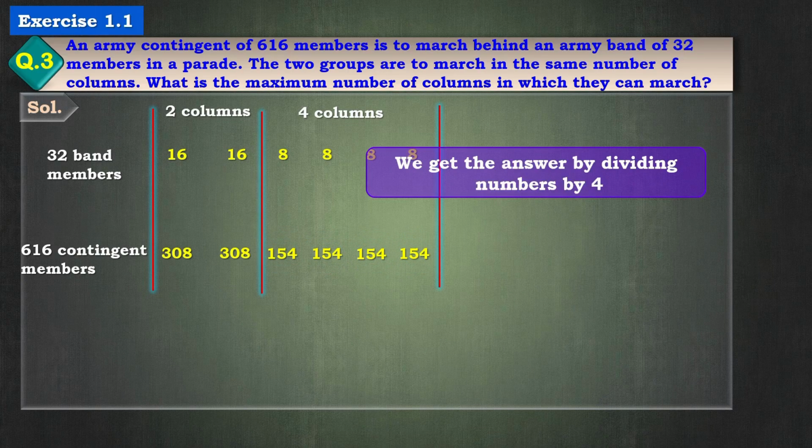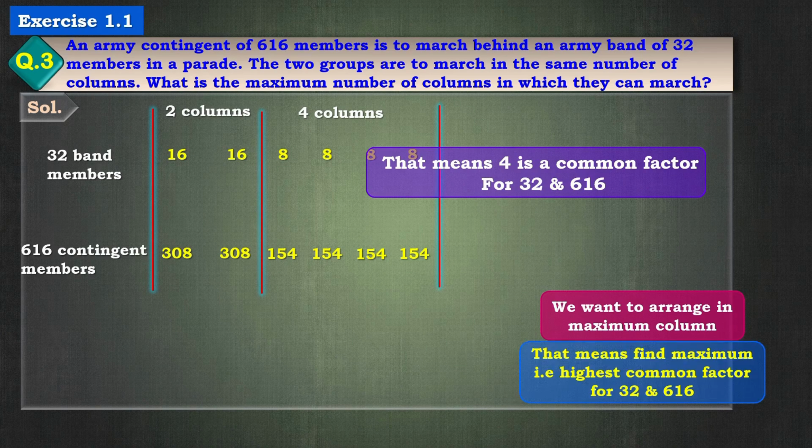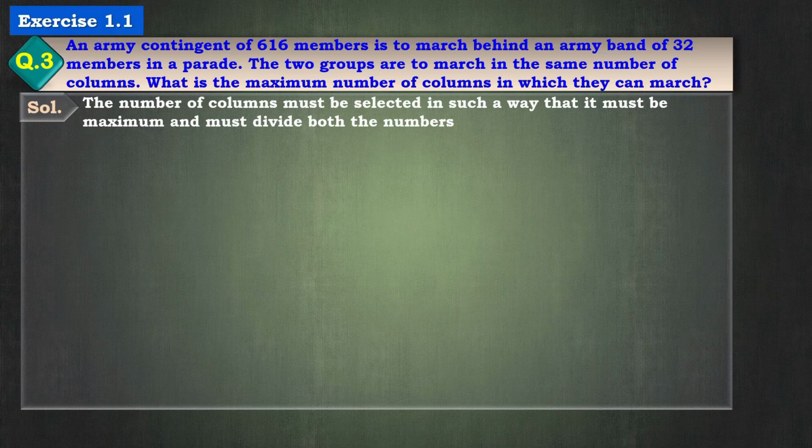So here also we get the answer by dividing the numbers by 4. So that means 4 is the common factor of 32 and 616. But in the question we want to arrange it in the maximum columns, right? So we have to find the highest common factor for 32 and 616. The number of columns must be selected in such a way that it is maximum and must divide both the numbers, that is 616 and 32.